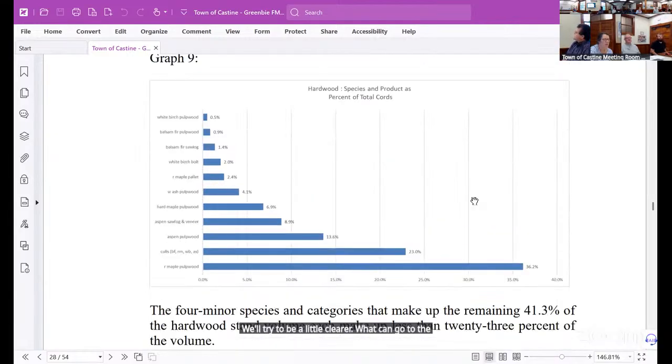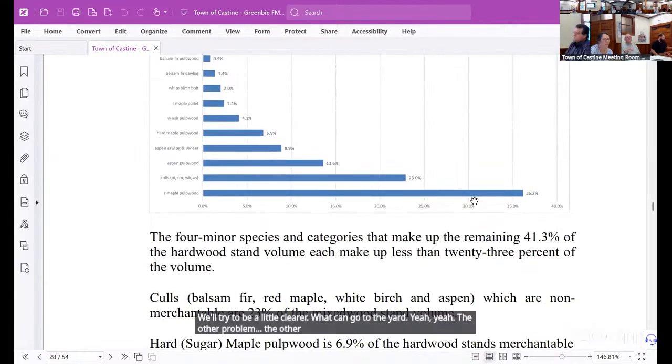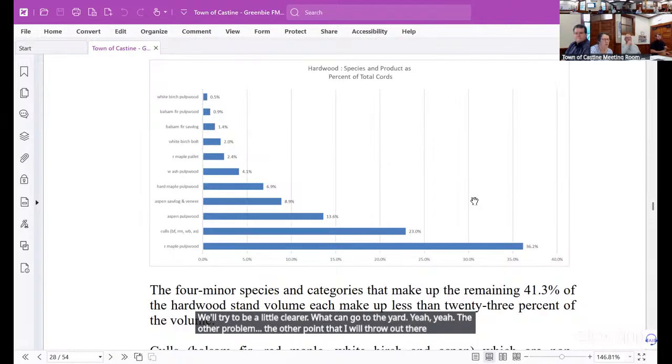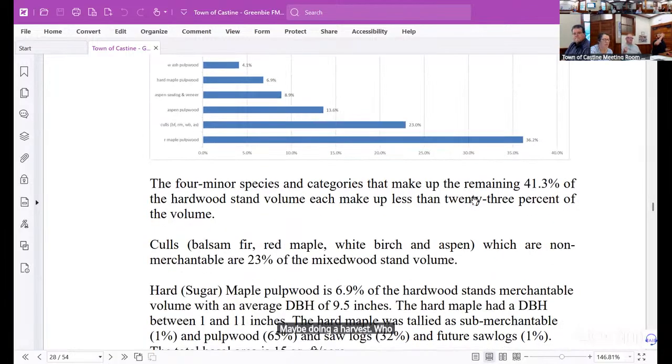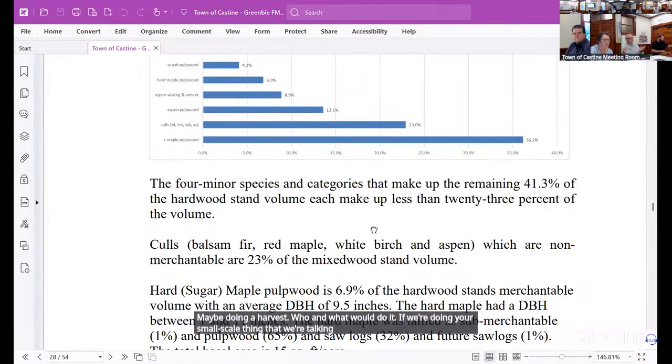But the other point I will throw out there is you talked about maybe doing a harvest. Who and what would do it? If we're doing your small scale thing that we're talking about, let's say we can find.